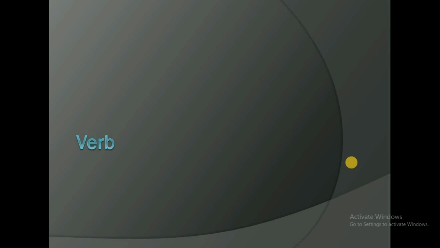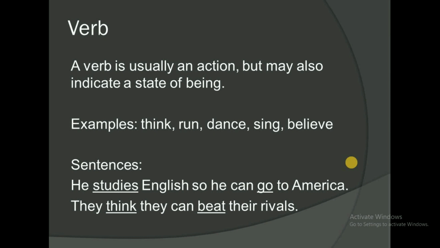Verbs are next. A verb, we often say, is an action or a doing word, but it can refer to a state of being. In fact, the verb to be is, as I said, a verb. So he is, I am, we are. More examples: think, run, dance, sing, believe. So our sentences look like this: he studies English so he can go to America. We can have multiple verbs in a sentence, but it is important that the sentence has at least one verb. If a sentence has no verb, it is probably not a correct sentence grammatically.